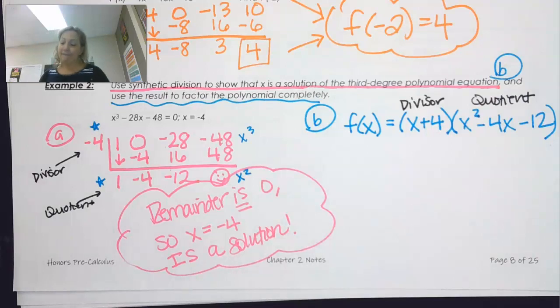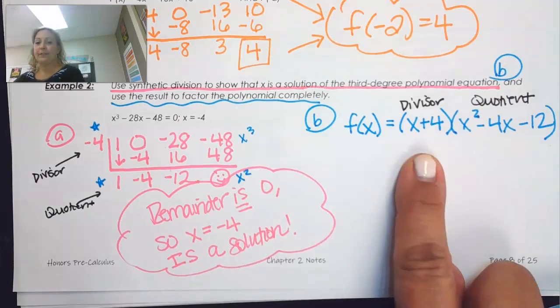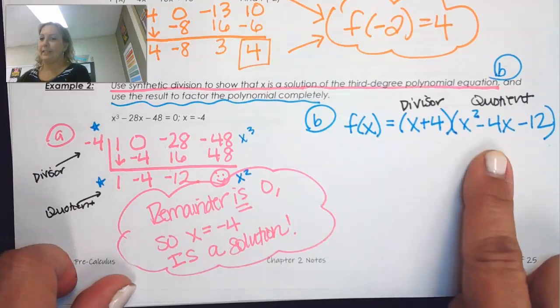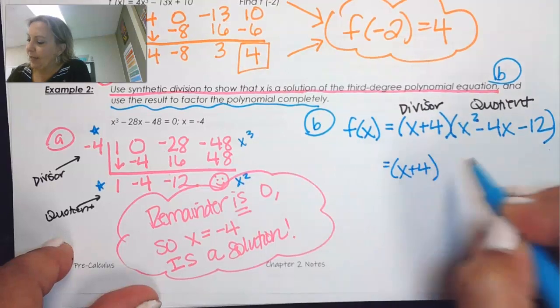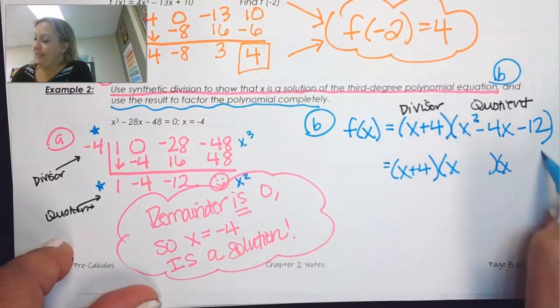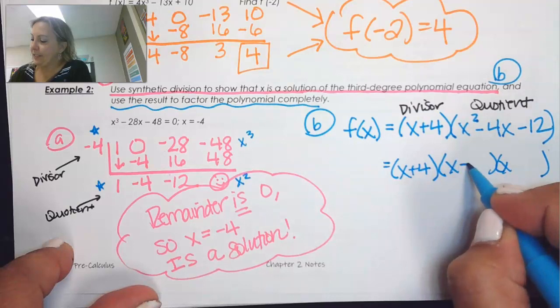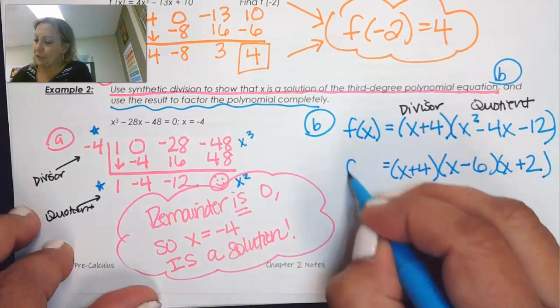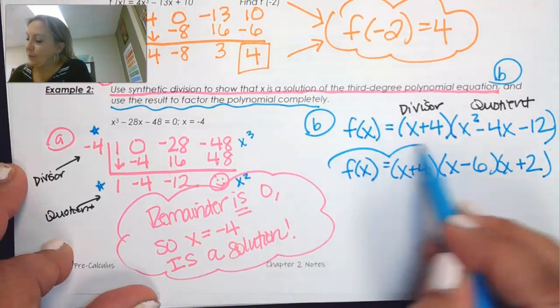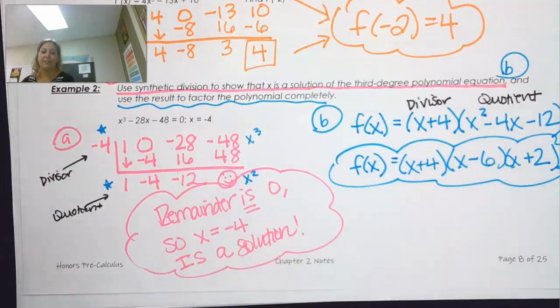Now it asks us then to factor this completely. X plus 4 can't be factored any further, but could this be factored any further? Okay, let's see. I can try x and x, and you guys probably already see that that can be x minus 6 and x plus 2. And so this will be my result for that completely factored polynomial. F of x equals x plus 4 times the quantity x minus 6 times the quantity x plus 2. That's completely factored. Okay?